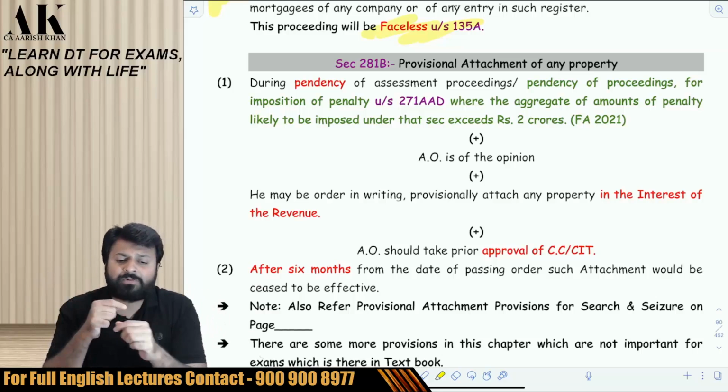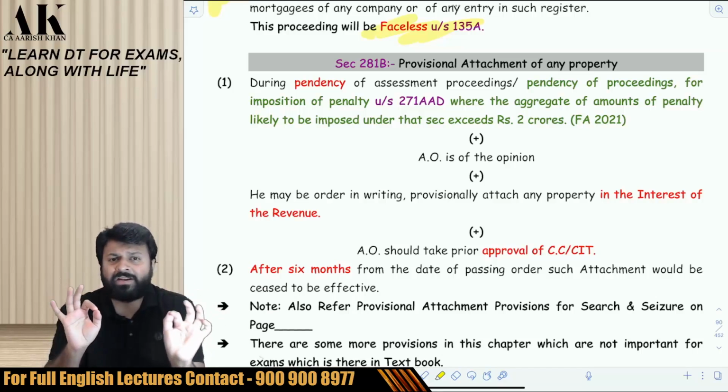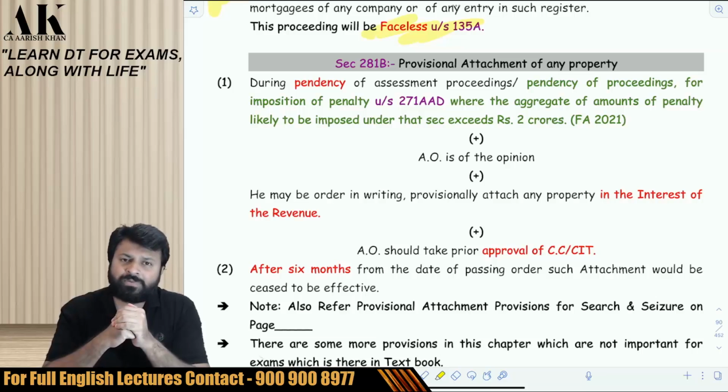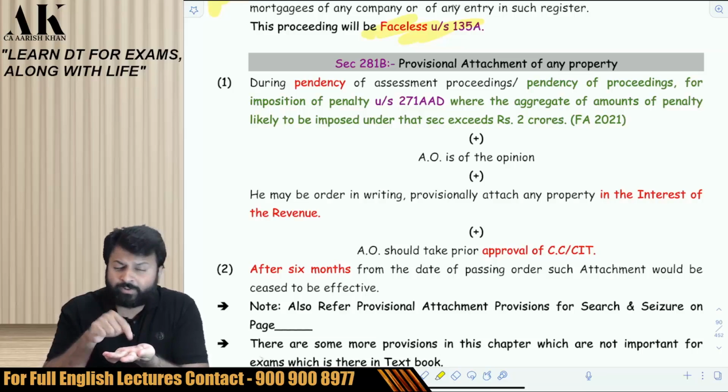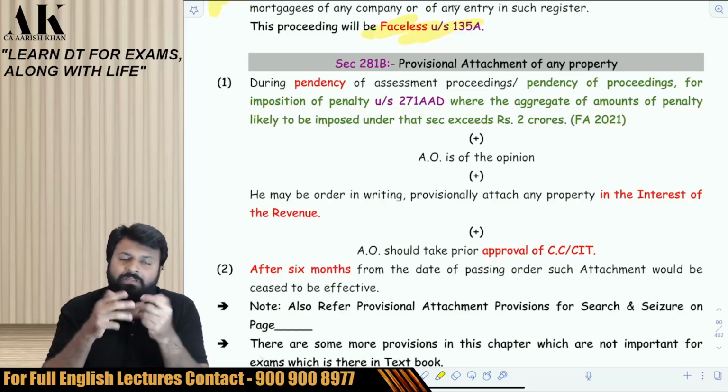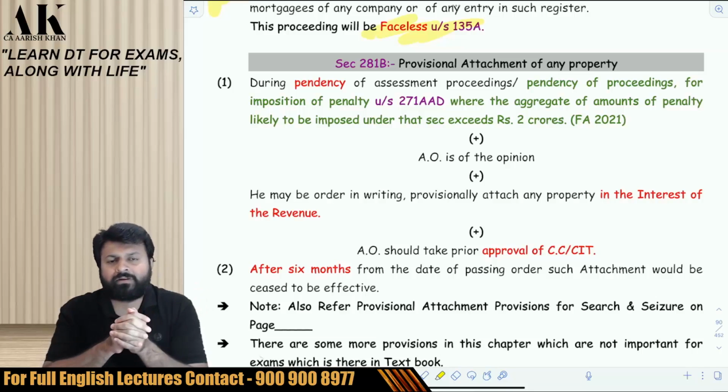And for how much time is this provisional attachment valid? This provisional attachment is valid for 6 months from the date on which the order was passed for such attachment. So if I pass the order of attachment today, this will be valid for 6 months. After that, it will be what? It will cease to have effect. It will cease to be effective.